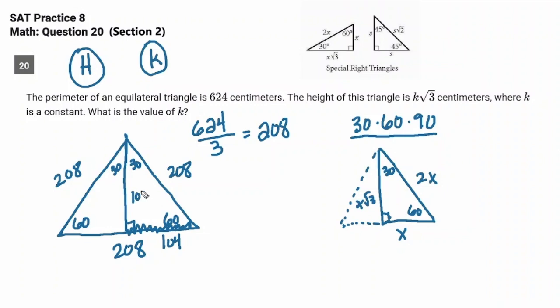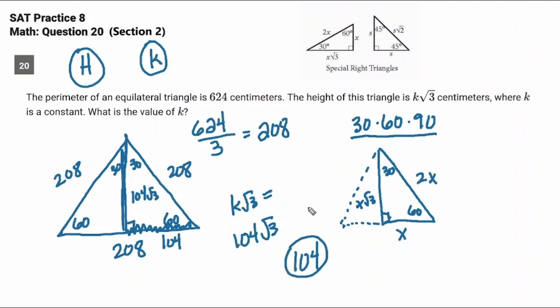It's 104 root 3. All right, the height of the triangle is k root 3. That's the height. So k root 3 equals what? 104 root 3. What's k? 104. This problem is very easy. Well, it's not very easy, but it's a lot easier than a lot of the hard problems around it. You can get it done pretty quickly and move on.